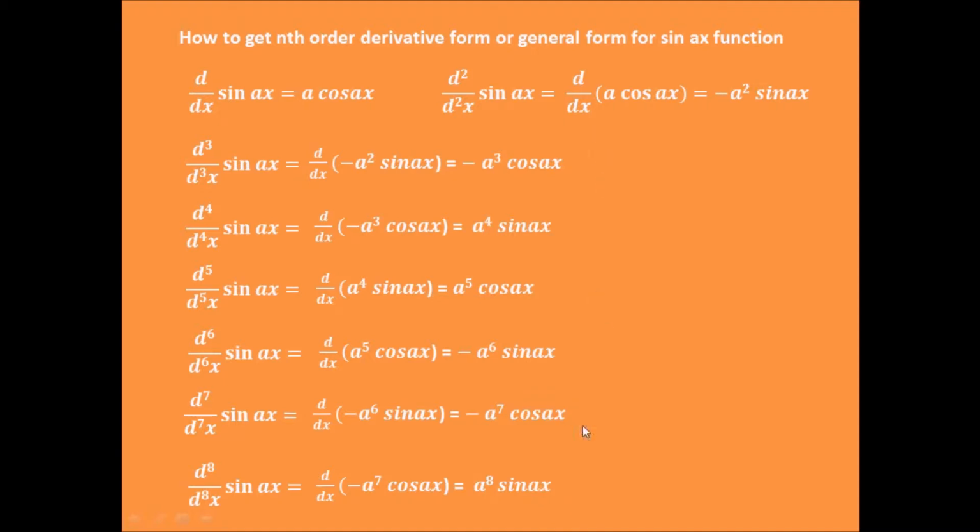From these 8 terms, we should get some trend. As you can see, for odd number derivatives such as 1, 3, 5, and 7, all these 4 derivatives include cosine ax, and the only difference is the plus and minus sign. However, maybe you can realize that cosine 0 is 1 and cosine pi equals minus 1. So cosine 0 and cosine pi may be related to the sign change.